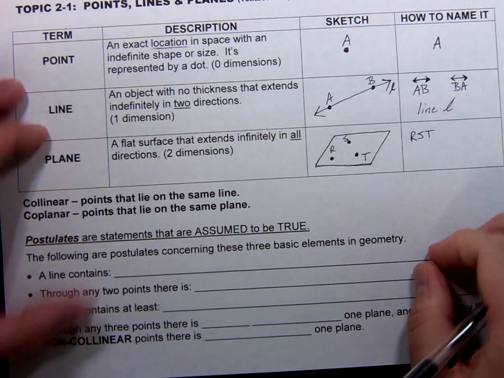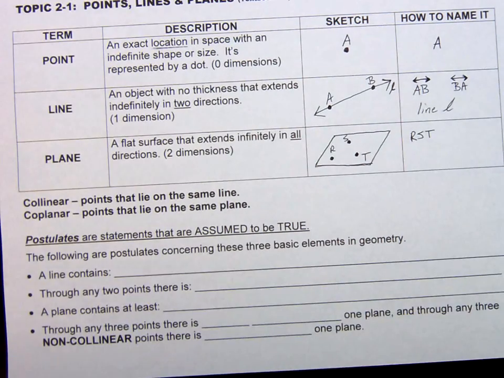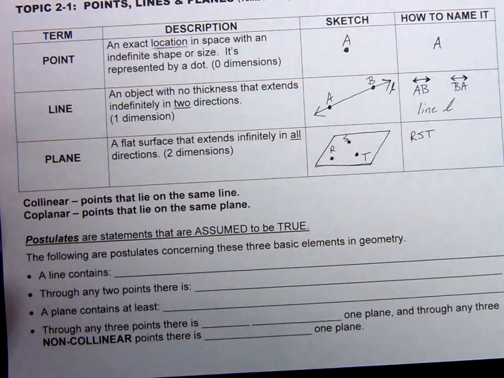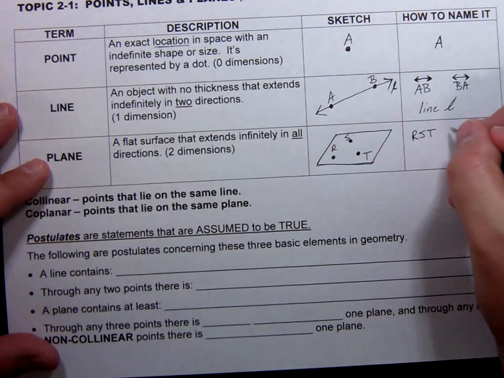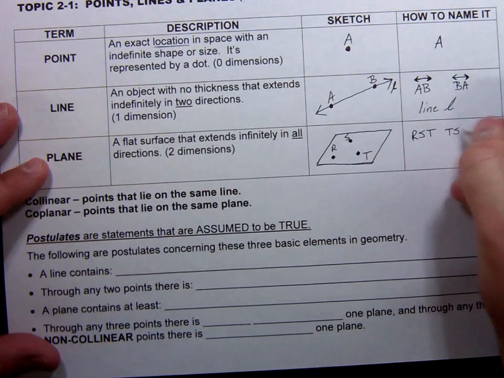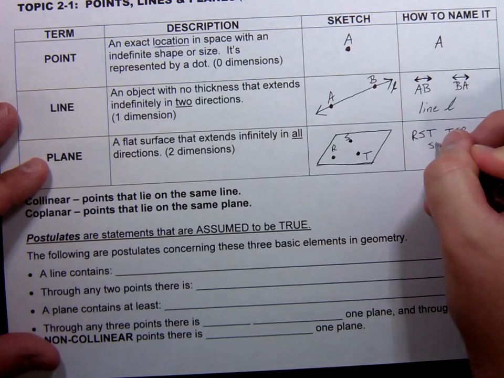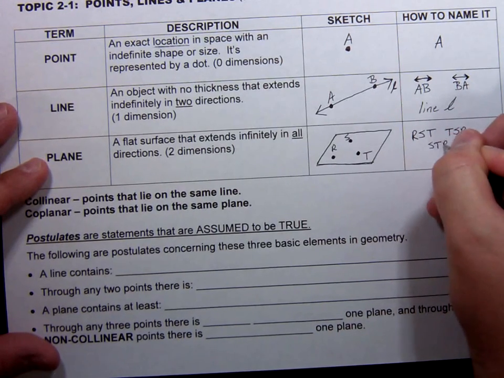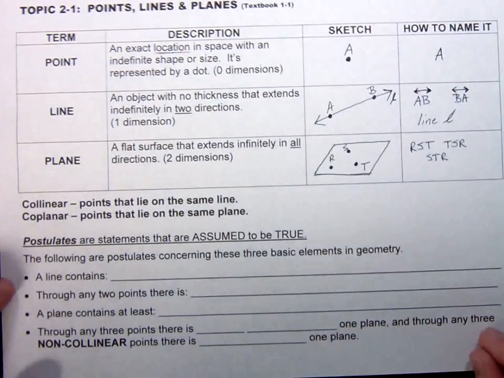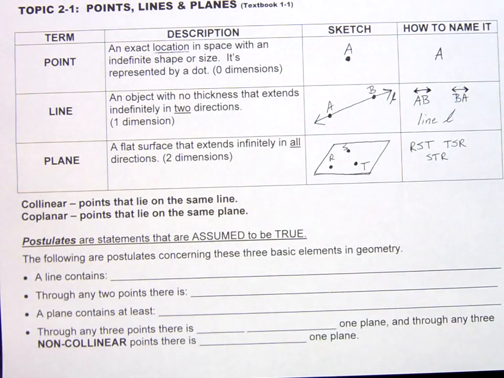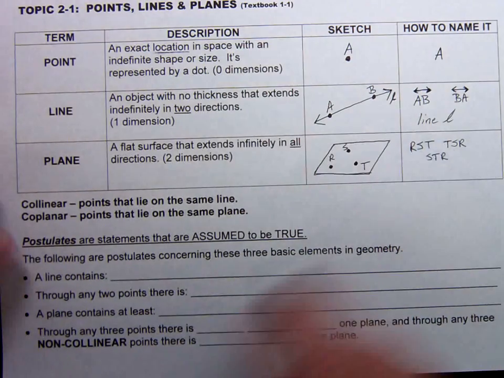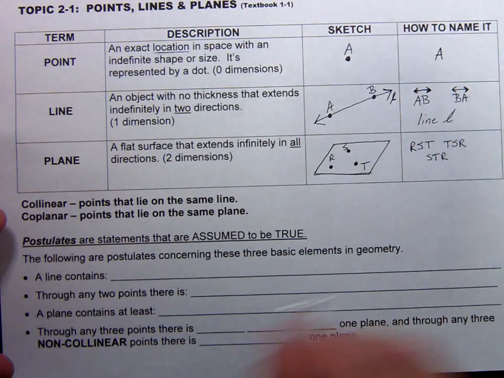And when I'm naming a plane, I don't have to put any symbols or anything. I can just say RST. That's understood to be a plane. Now the order doesn't matter. So if I wanted to call this TSR, I can do that. I could call it STR and so forth. Any combination of those 3 points will give you the name of that same plane. And again, these are not different planes. They're different names for the same plane.